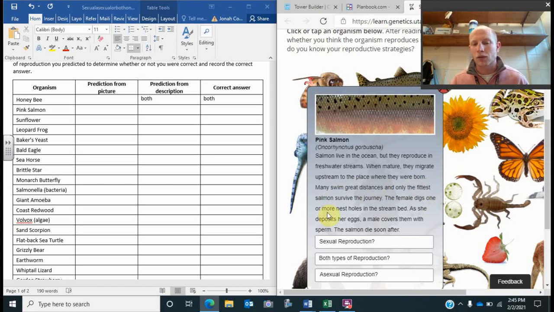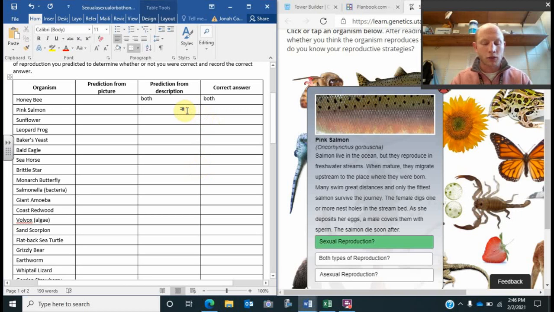The female digs one or more nest holes in the streambed. As she deposits her eggs, a male covers them with sperm. So again, we have the female laying the eggs, and then we have a male coming by with sperm. So when we talk about those two things, we should be thinking about sexual. Sorry, I kind of jumped the gun on that one. So I would predict sexual, and then I check my answer. Oh, yep, it's sexual. So now I'm going to go ahead and type in sexual.